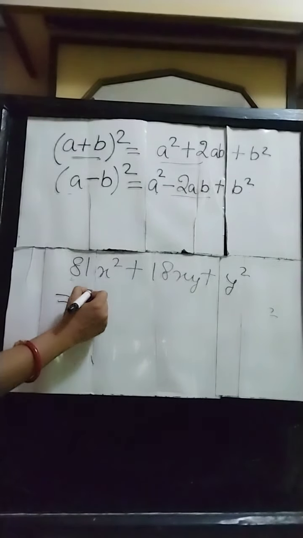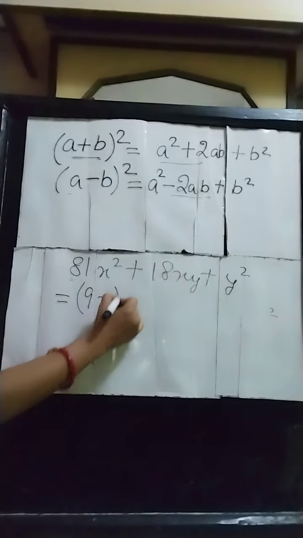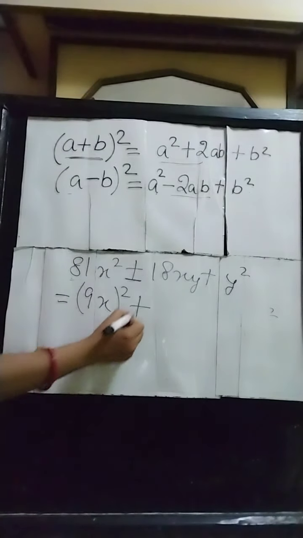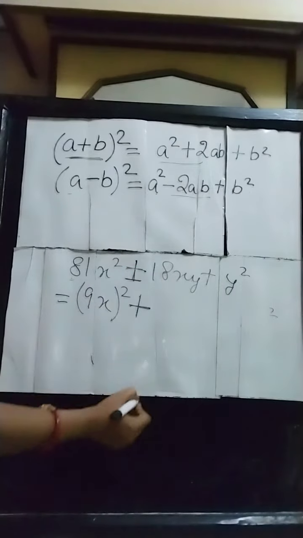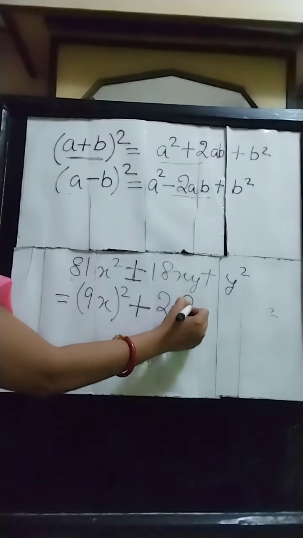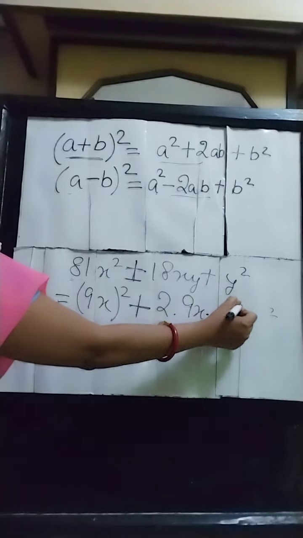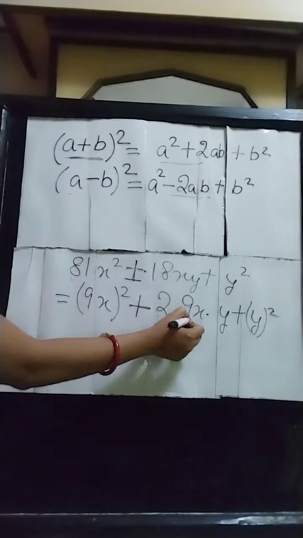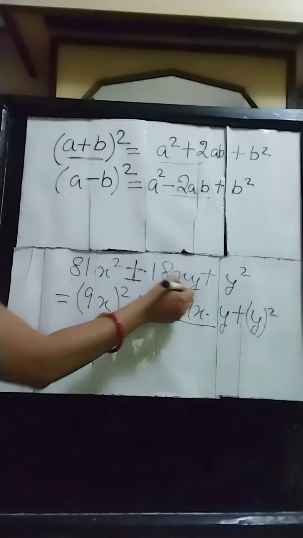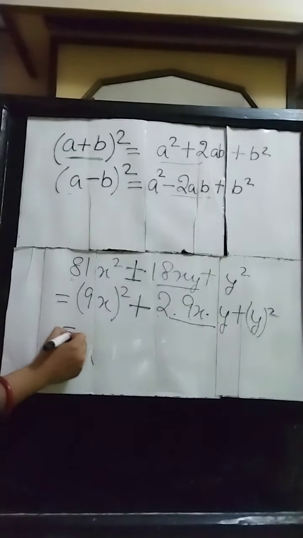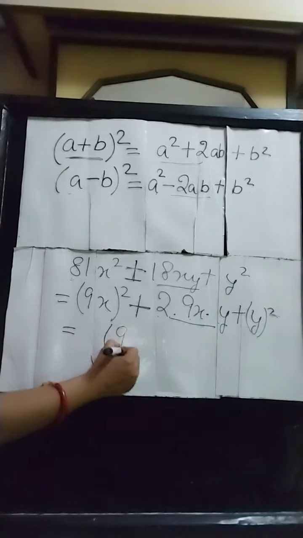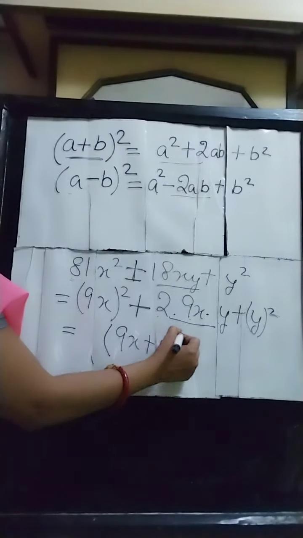So 81x square is the square of 9x, so 9x whole square. Plus is there, so we will write plus, that means we can relate with the formula of a plus b whole square. Here we will write 2 into the first term, that is 9x, and the second term, that is y, plus y square. Second term is y, so y square. Here we have written 2 into 9x into y, that is 18xy, which is matching with the first line. Matching with the first line is very important. That means you can guess that your sum is being done rightly. So it is the whole square of 9x plus y.